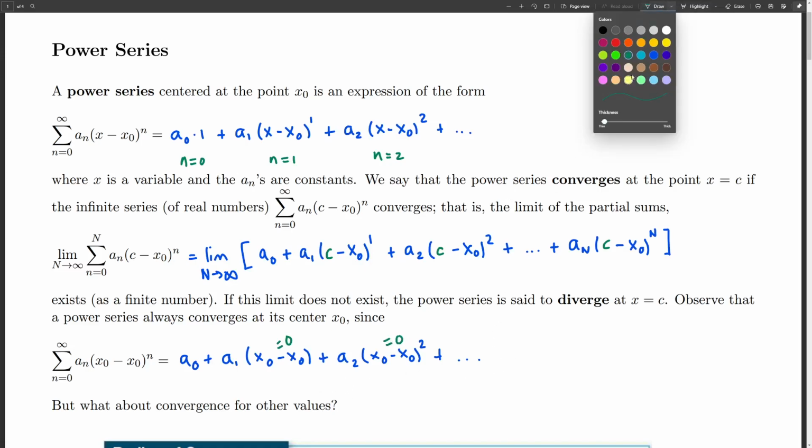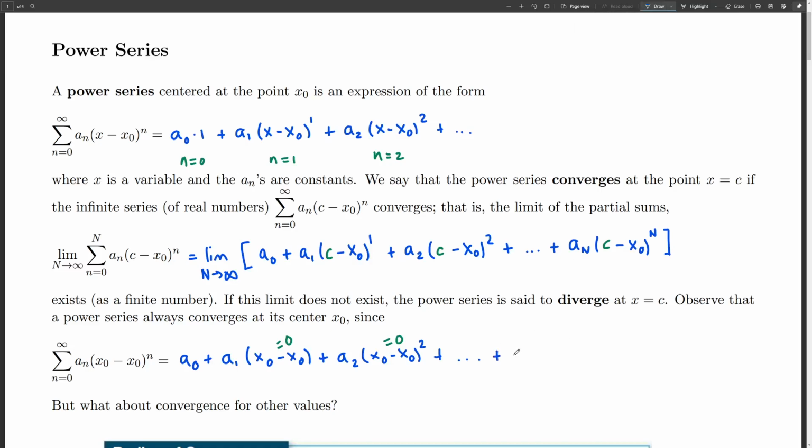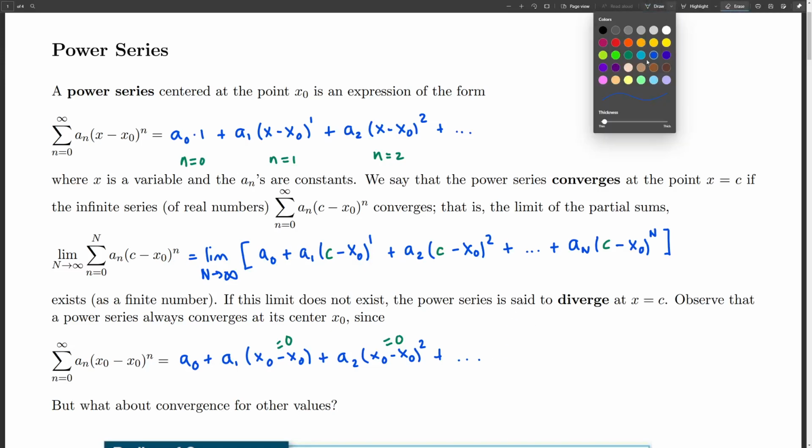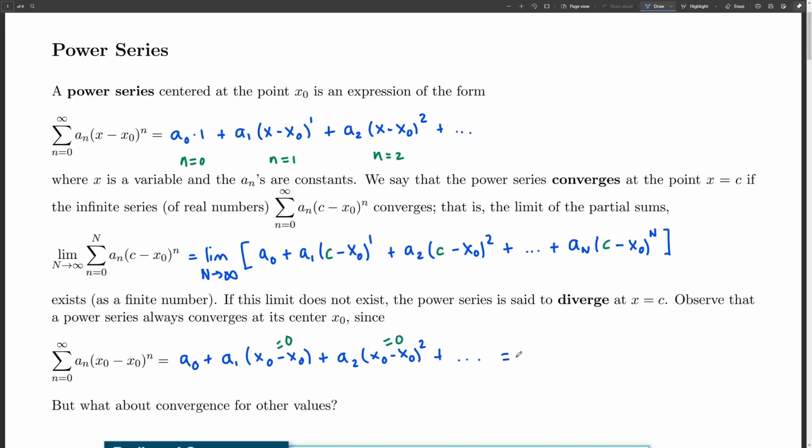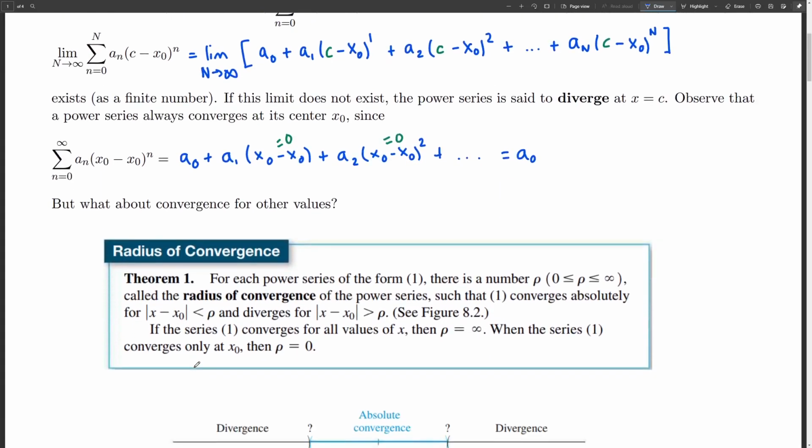So when you add this all up, you get a sum that is equal to a naught. And so that's independent of what your value of capital N is. You'll always converge. So what can we say about convergence for other values of x?